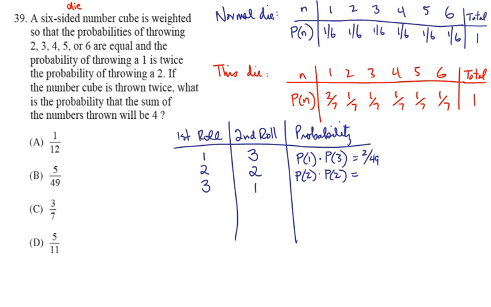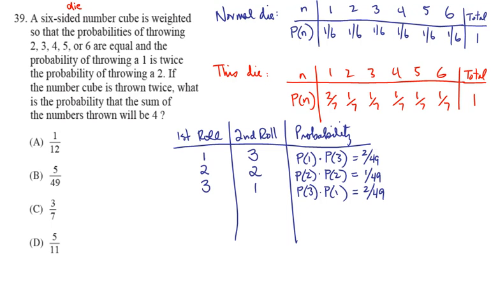Of rolling a 2 and a 2 would be the probability of rolling a 2 times the probability of rolling a 2, which is 1/7 times 1/7, or 1/49. Then a 3 and a 1 would be the probability of rolling a 3 times the probability of rolling a 1, which is 1/7 times 2/7, or 2/49 again. And these should be the only possible ways that we can get a sum of 4 in 2 rolls of a die. So we've computed the individual probabilities of each event: a 1 and then a 3, a 2 and then a 2, a 3 and then a 1.